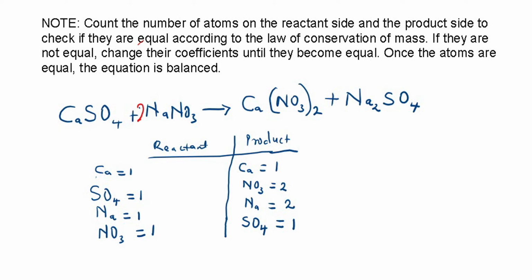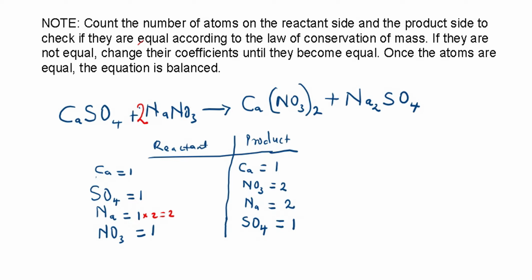Okay, let's check it again. Na now is 2 in the reactant side, so times 2. In the product side, Na is also 2. It's balanced. But let's look at NO3.